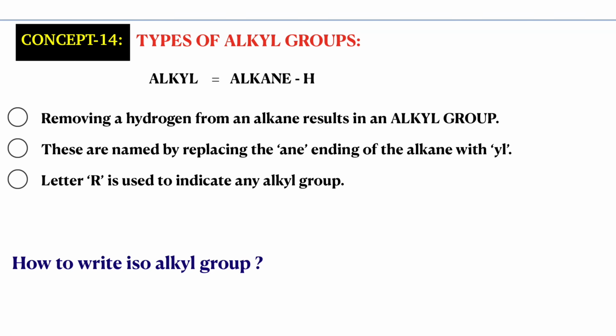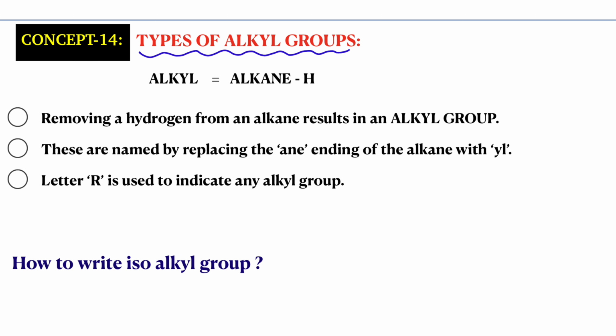So in this video, we will discuss the different types of alkyl groups. First, let us understand what is meant by alkyl group and how to write different types of alkyl groups. Basically, an alkyl group is generated by removing one hydrogen from an alkane. If you remove one hydrogen from an alkane, you will get an alkyl group.